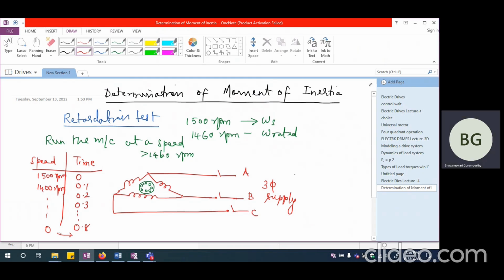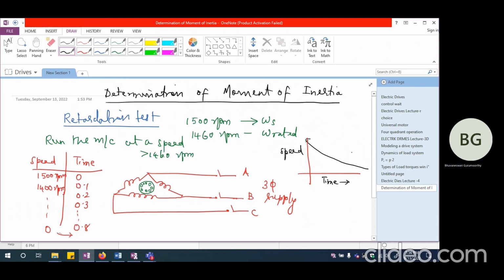Now, if you have this, you should be able to plot a graph of time and speed. At 0, it is 1500 RPM and then it is decreasing. Maybe it is not decreasing linearly, it will decrease non-linearly. So we can plot the curve somewhat like this. It may come down slowly. So this is the speed versus time plot.